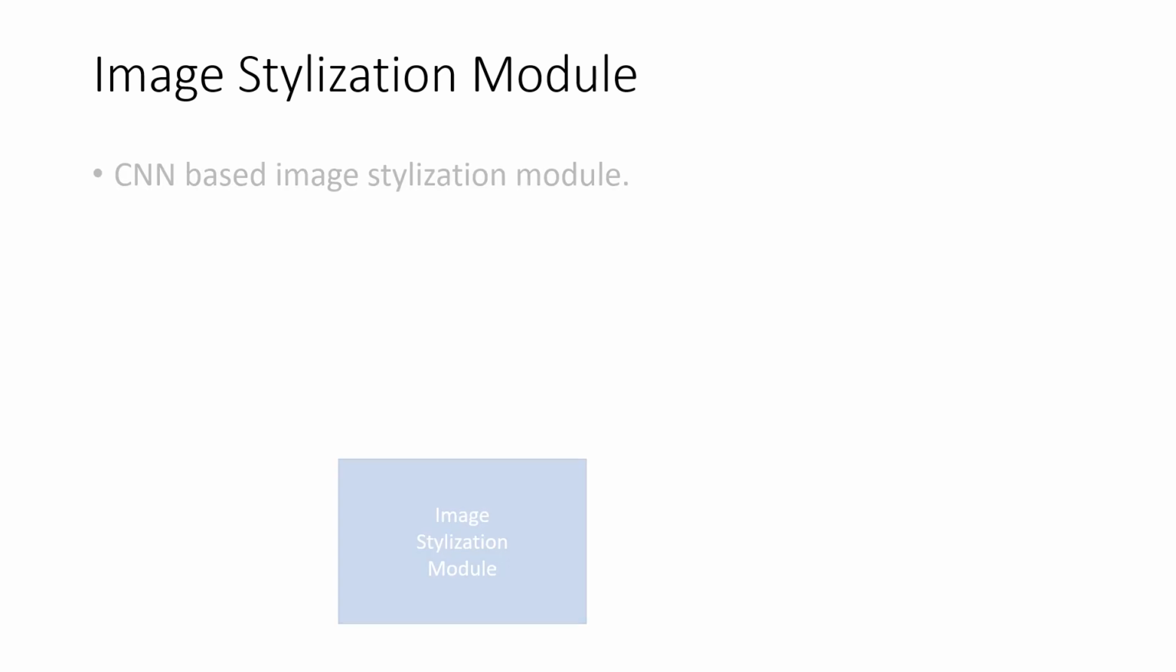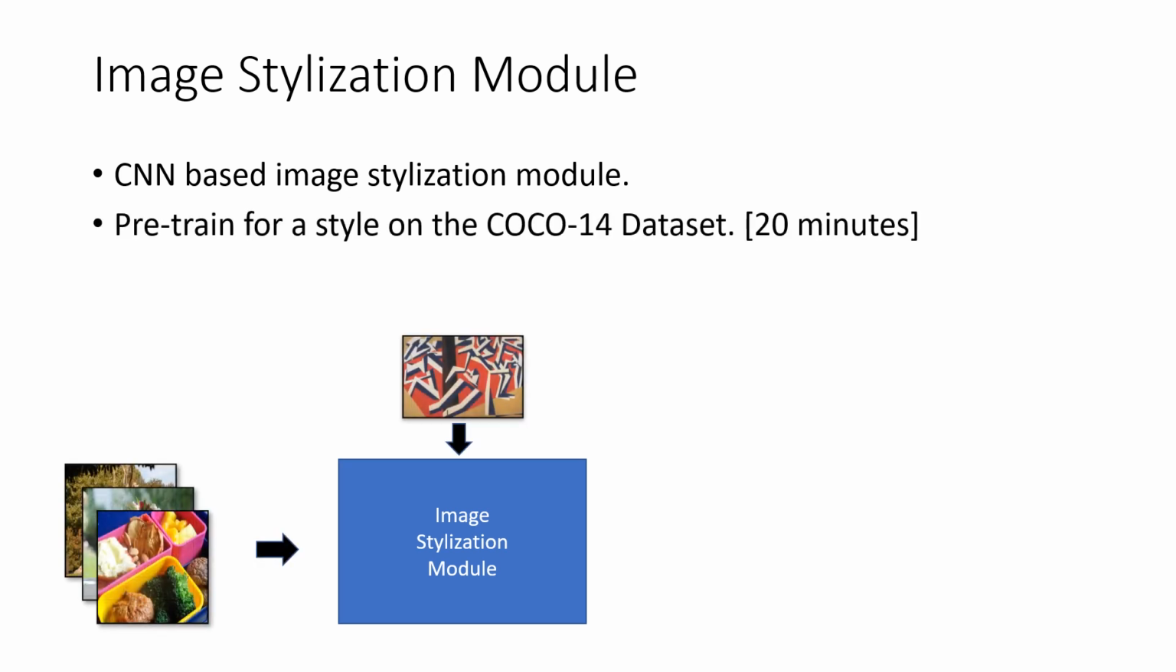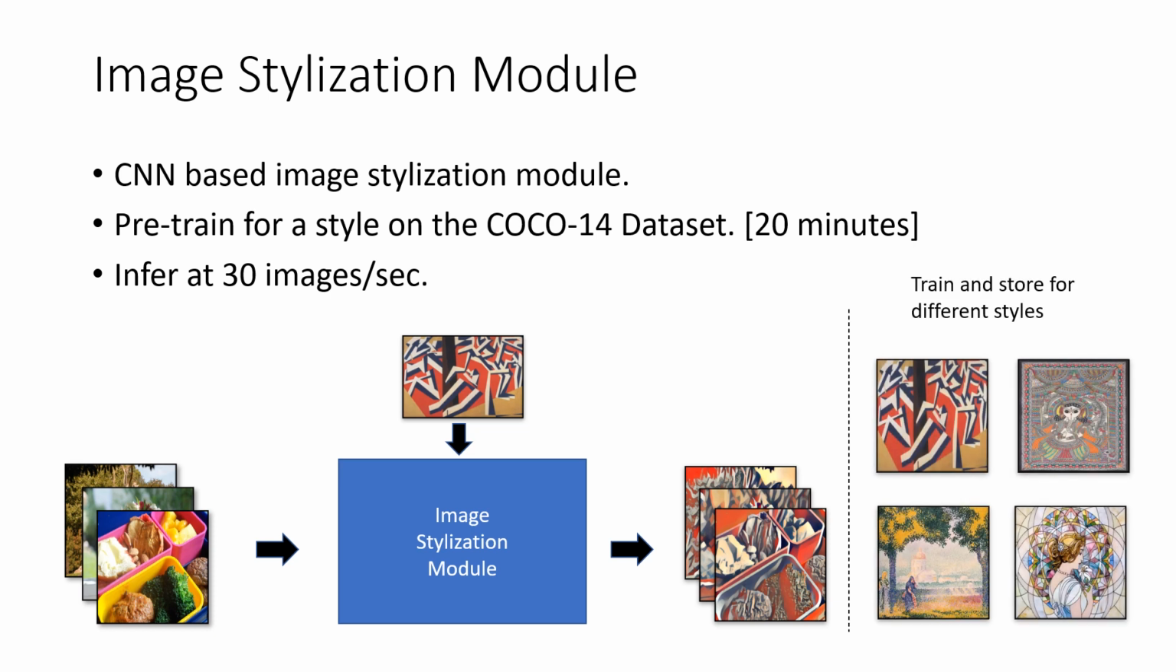We use the approach proposed by Johnson et al. to adapt an image stylization module to a style using the COCO 14 dataset. This roughly takes 20 minutes. Once this is done, we can infer stylized images with speeds up to 30 images per second. Additionally, we can store multiple such pre-trained networks for different styles.